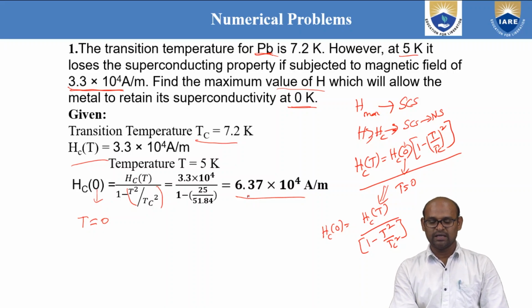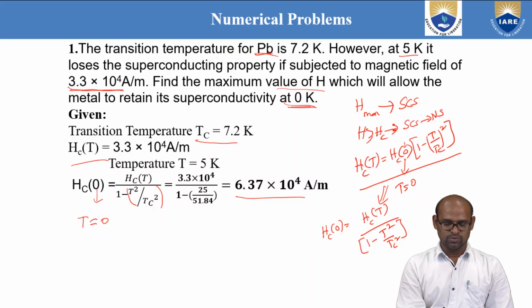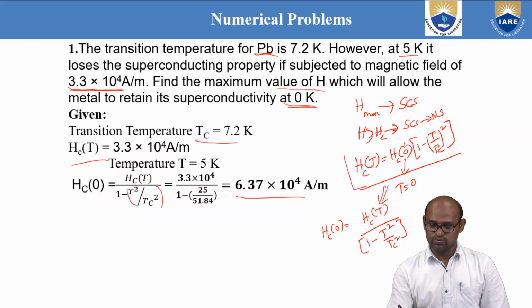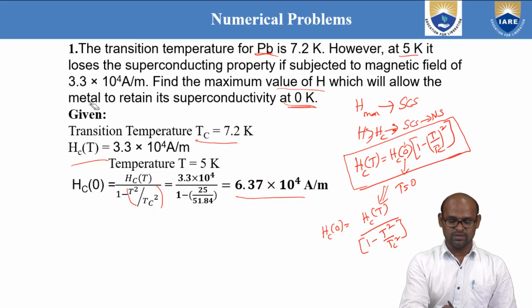So this is the critical field that we can apply to this material at 0 Kelvin temperature, so that the material will still remain in superconducting state. This is the equation which we have used to find out the critical field at T is equal to 0.